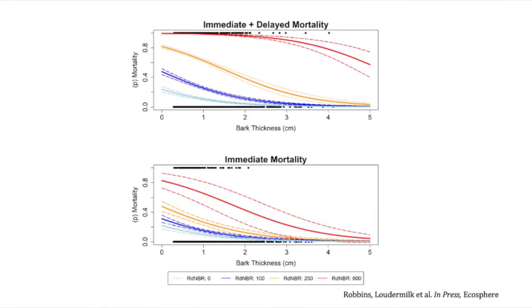This is just a quick look. I don't expect you to totally absorb this, but the idea is to show you the differences we're seeing between incorporating just what we saw 1 year after the fire versus incorporating delayed mortality with these species. This includes both field data and remote sensing.